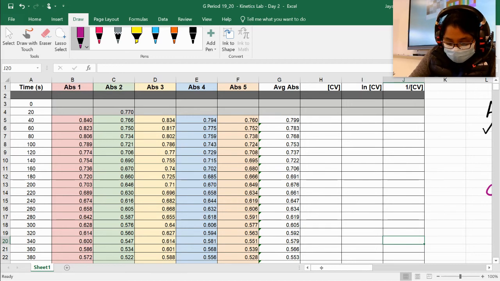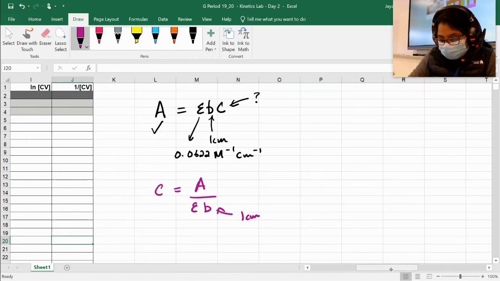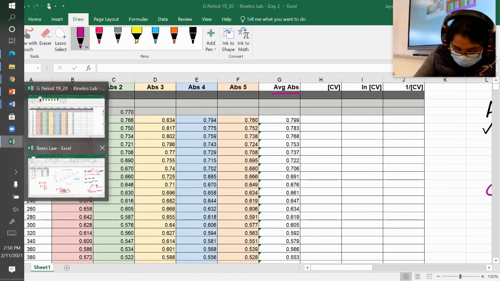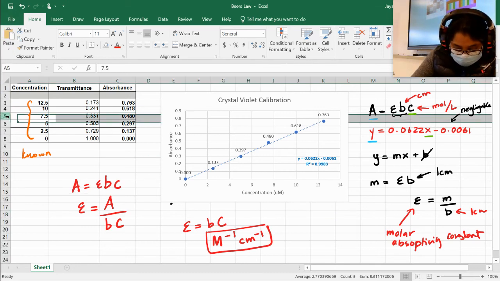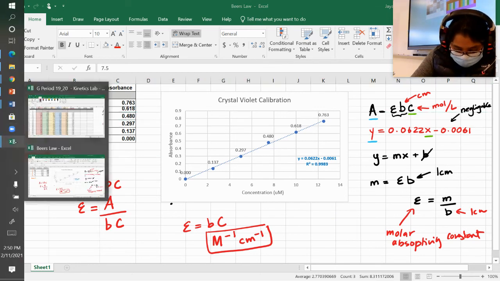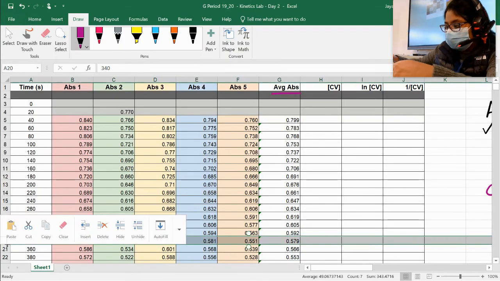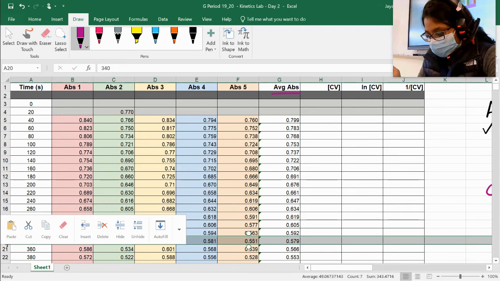So here are my 5 groups of data. I've taken the average absorbance right here, so I have a whole column of average absorbance values. In order to obtain the concentration of CV, I just have to divide the absorbance by 0.0622, and we are ready to start graphing. Okay, let me just double check it. It's 0.0622. Okay, so let's make some graphs. I've already set up the graphs so that they'll populate as I populate the data here.